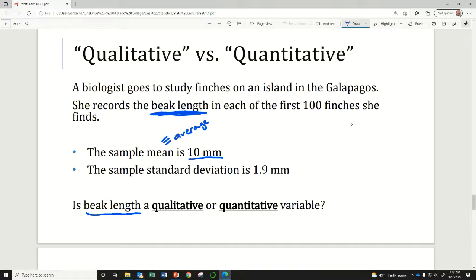Well, in this case, when we find a finch, we're not placing it into a category. What we're doing each time we find a finch is we're measuring the length of the beak, which has a number value to it in millimeters. And so this is a quantitative variable example.